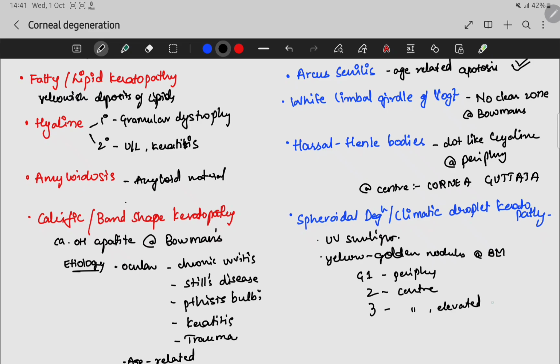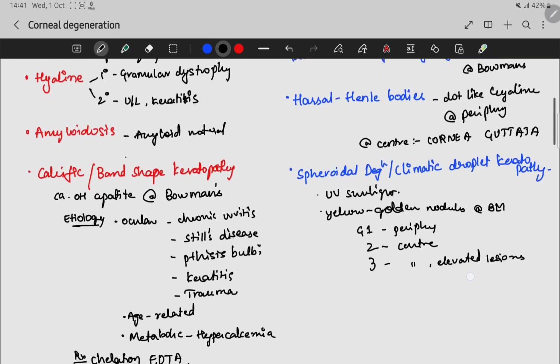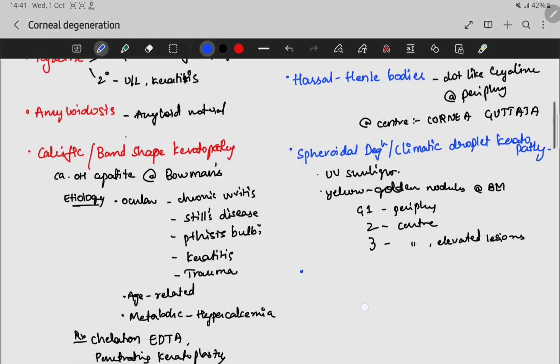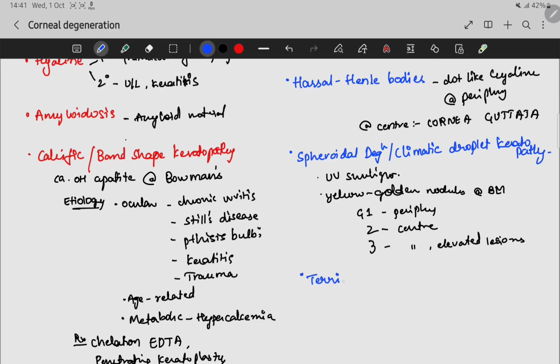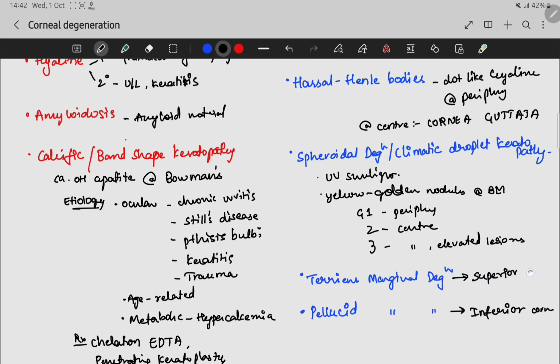Then we have other degenerations like Terrien marginal degeneration and pellucid marginal degeneration. Terrien is related to teres, so teres is upside, right? That's how we can remember it affects the superior part of the cornea, whereas pellucid affects the inferior part of the cornea. Pellucid marginal degeneration has also been linked to a type of keratoconus. So these are a thinning of the cornea.